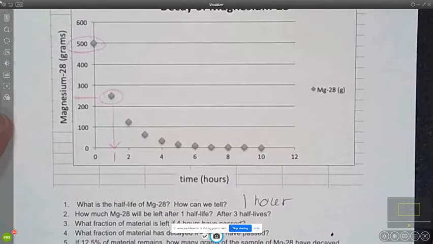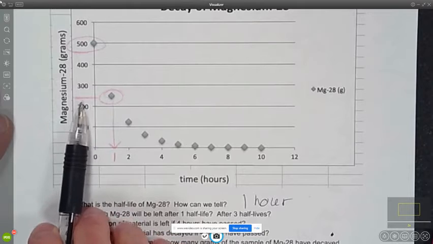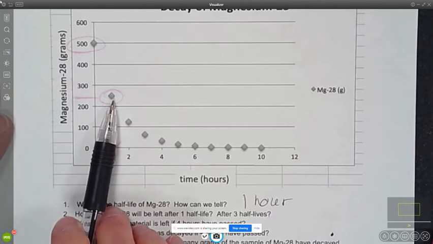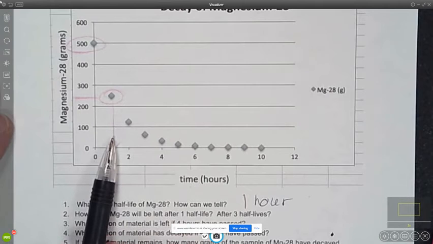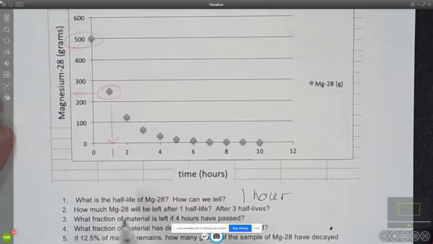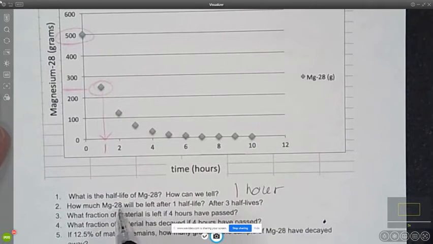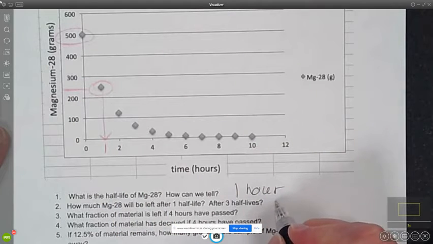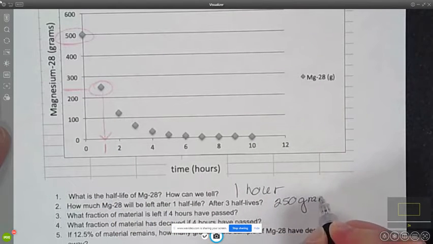And I can tell by looking at when half of the material is left from the original, come over here and then trace it back down, straight shot down on the x-axis. It will tell me the time. And it asks how much magnesium 28 will be left after 1 half-life. Well, that's easy. It's going to be half of the 500, or 250 grams, yes.